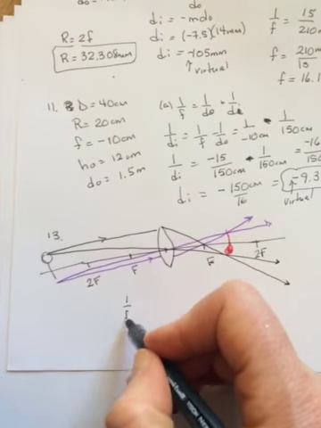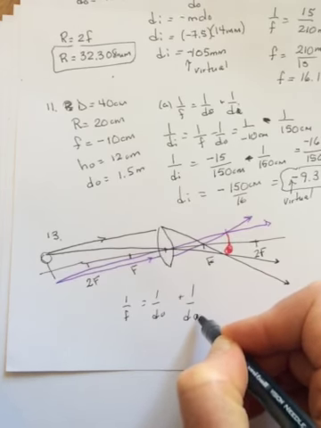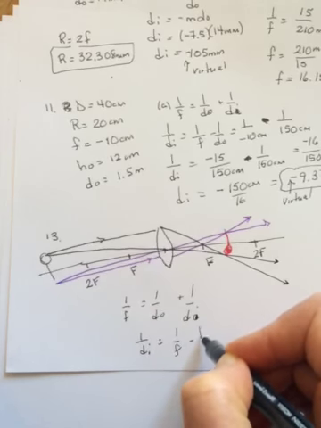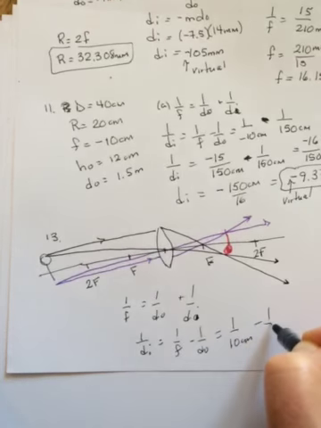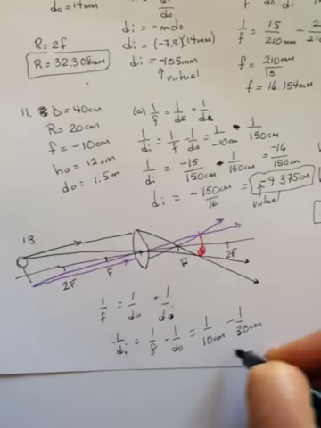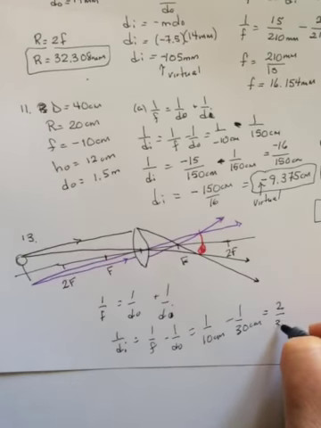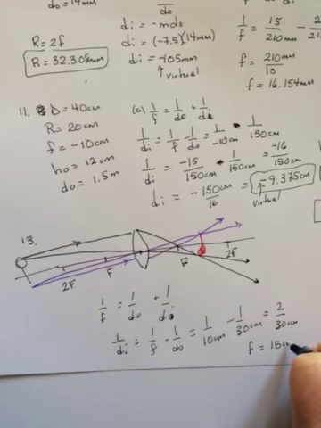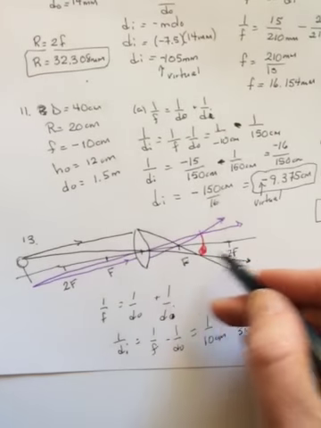But you could have used 1 over f is equal to 1 over do plus 1 over di. So 1 over di would equal 1 over f minus 1 over do. So 1 over 10 minus 1 over 30. So 3 over 30 minus 1 over 30 is 2 over 30. So di will equal 15 centimeters. It's positive, so it's on the other side. And look at that. It should be about halfway between F and 2F on the other side, and it is.